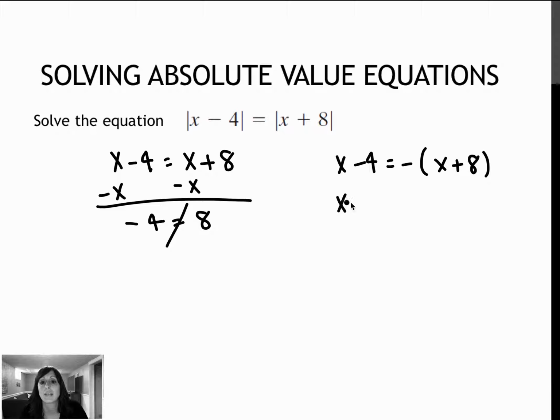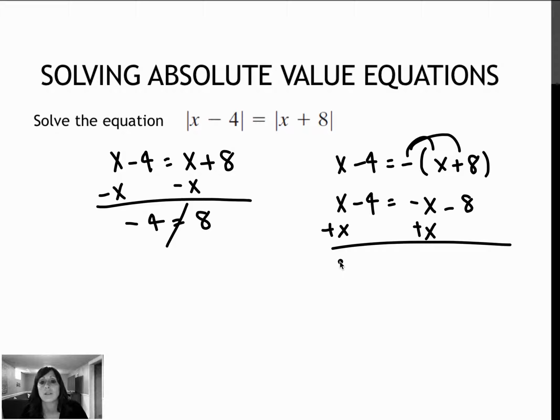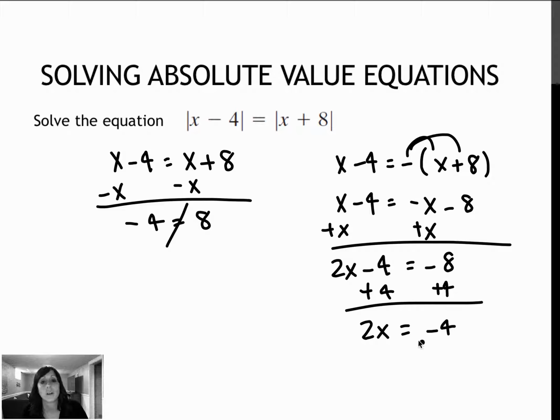For my second example, the right side, when I distribute, turns into negative x minus 8. When I solve, I have to now add x. So that gives me 2x minus 4 equals negative 8. I add 4 to each side. 2x equals negative 4. Divide by 2. x is negative 2. Not a bad idea to do a quick check.